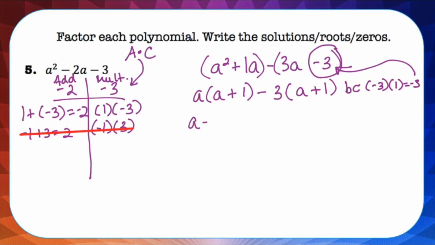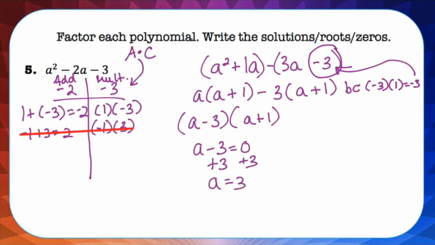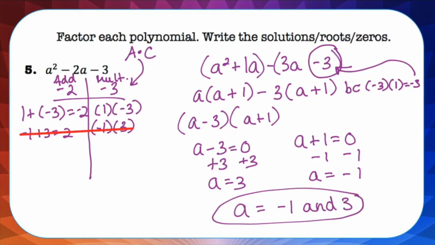Then we're going to combine our two GCFs together and our common binomial, and then set each of them equal to 0. And you get a equals +3 for the first one, and a equals -1 for the other one, which means we have to list it from least to greatest. So a equals -1 and +3.